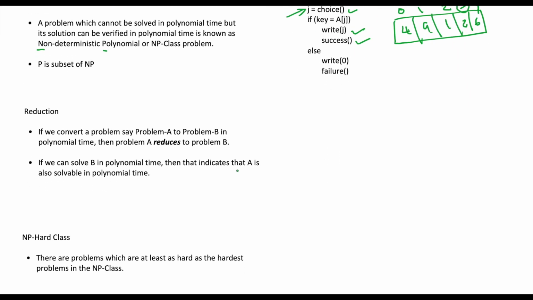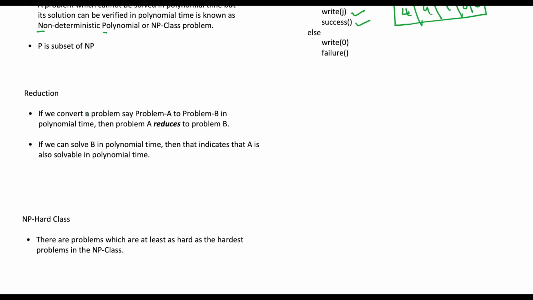Now another term that we need down the line is the term called reduction. If we convert a problem, say problem A to problem B in polynomial time, then problem A reduces to problem B. Suppose that you have two different problems A and B, and if somehow you can convert problem A into problem B in polynomial time, then we will say that problem A reduces to problem B. Let's say A and B are two problems which take exponential time, and if you can convert problem A into problem B in polynomial time, then we say that A reduces to B.